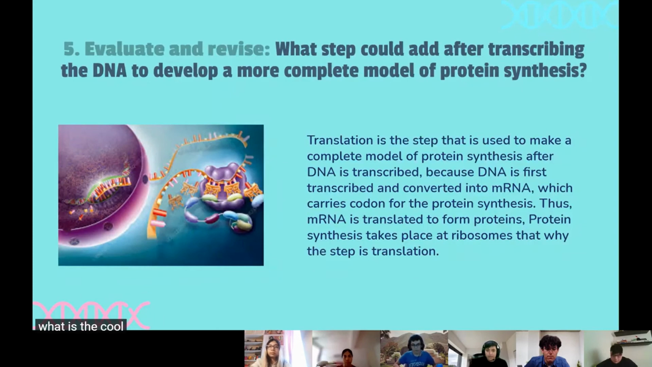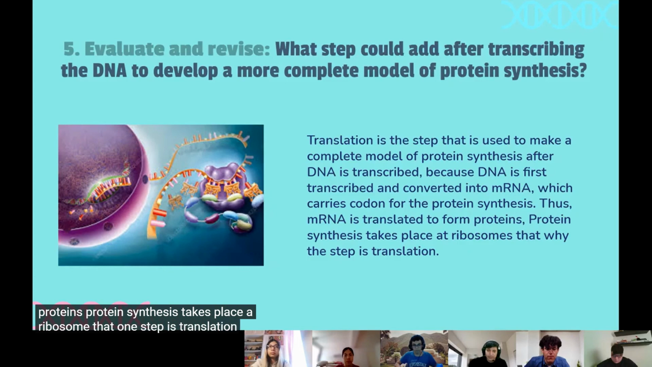What step could be added after transcribing the DNA to develop a more complete model of protein synthesis? Translation is a step that is used to make a complete model of protein synthesis after DNA is transcribed. Because DNA is first transcribed and converted into mRNA, which carries codons for the protein synthesis. Thus, mRNA is translated to form proteins. Protein synthesis takes place at ribosomes. The one step is translation.